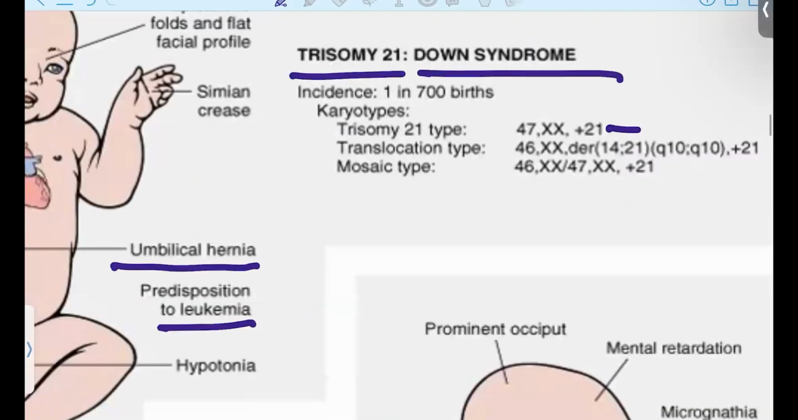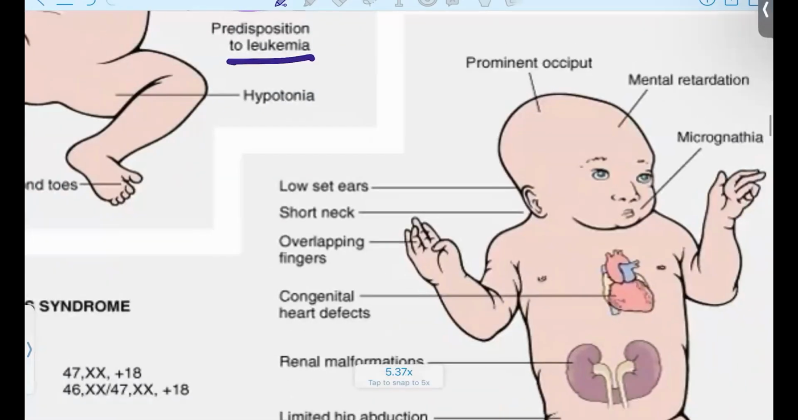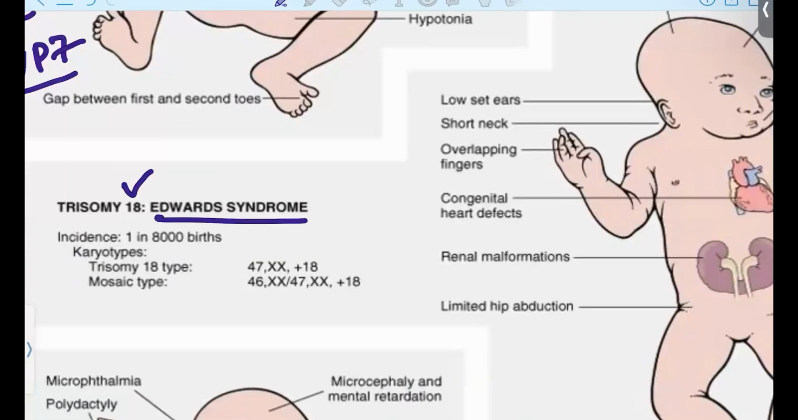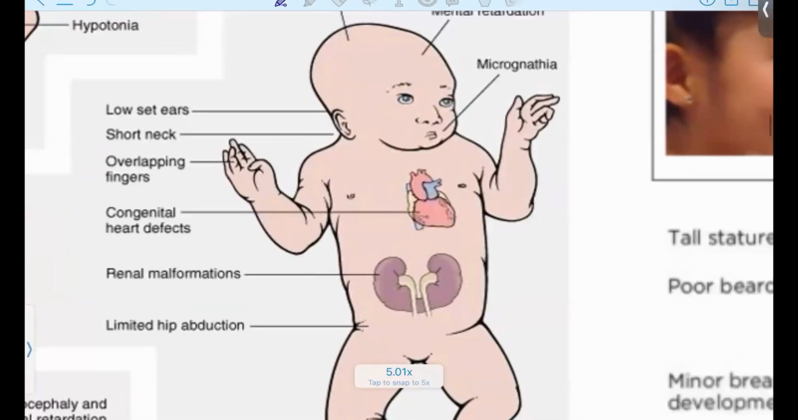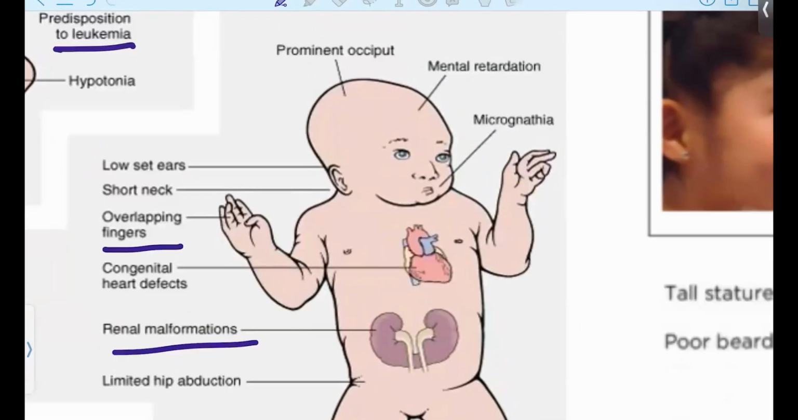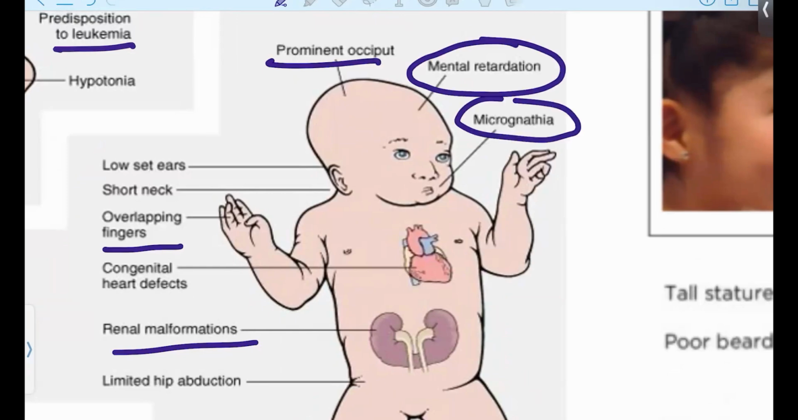Next, another question: Edwards syndrome, due to trisomy 18. What kind of features does this patient have? Horseshoe kidney is seen in this patient, and also overlapping fingers and prominent occiput, or strawberry occiput. Micrognathia and mental retardation are common.